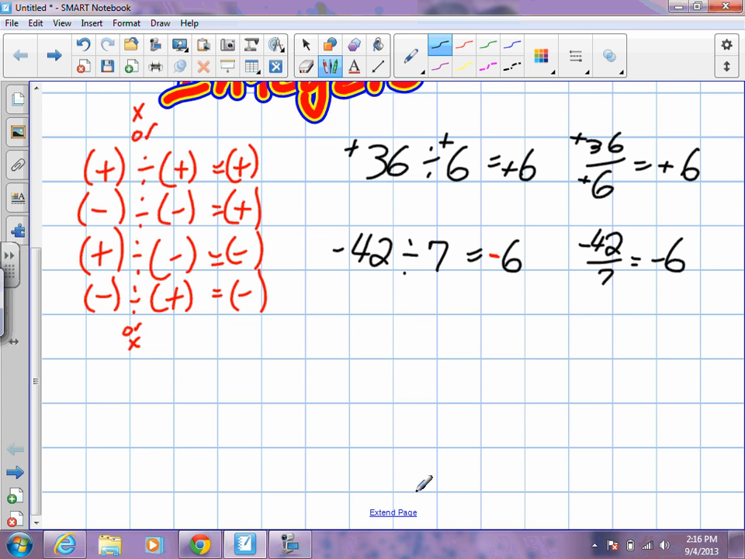Now, I know we're working on a bit of mental math here. If you couldn't get that right away, that's fine. We're kind of working on our multiplication tables also.